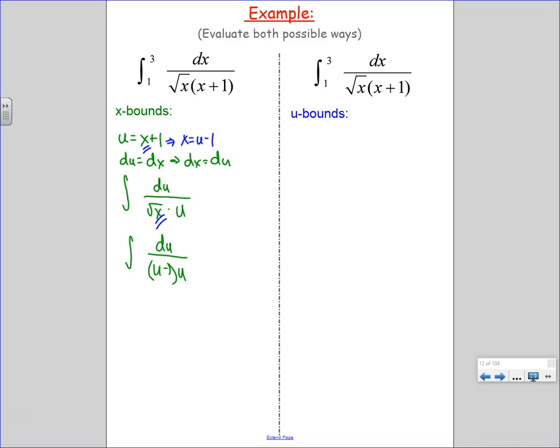Wouldn't we need 1/2 to the power of 1/2? Yes, u minus 1 to the power of 1/2. Start to plug in, right?